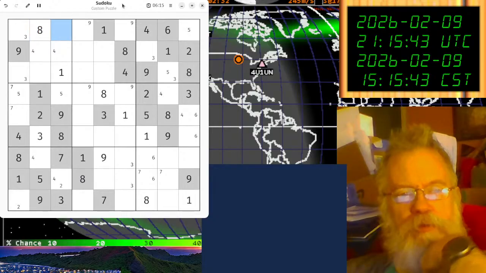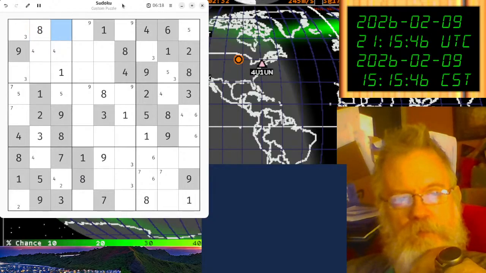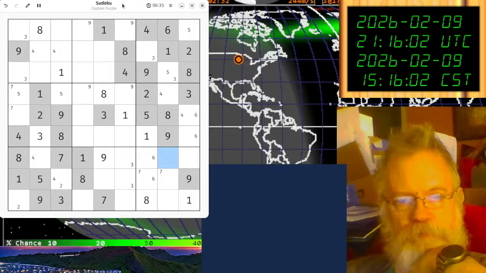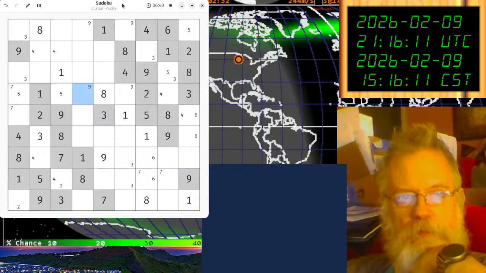Okay, 3 possibilities for 2 here. 4 possibilities here. 3 here. 5 here. 3 here. Okay, 3s. 4 possibilities here. 3 possibilities here. 2 here. 2 here. So yeah, all 3 of these are still possibilities.